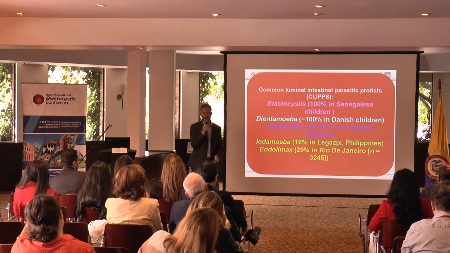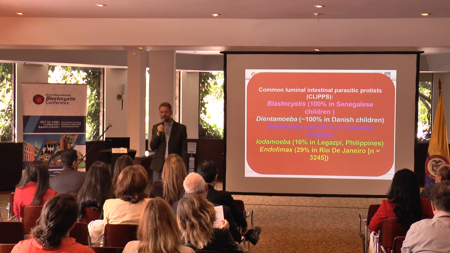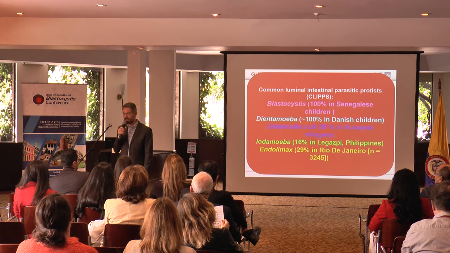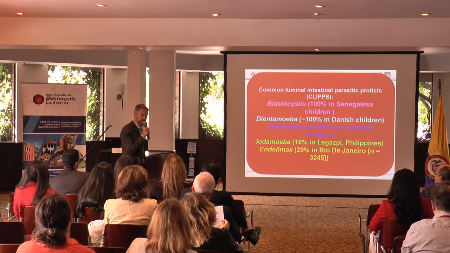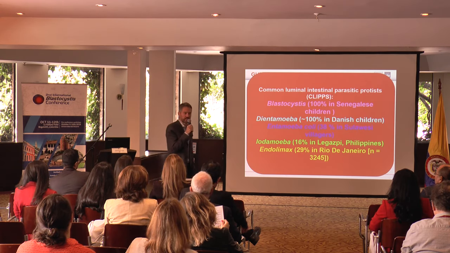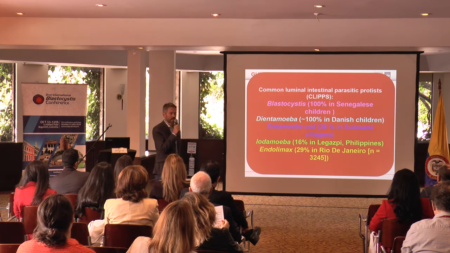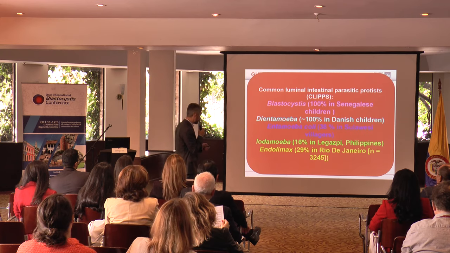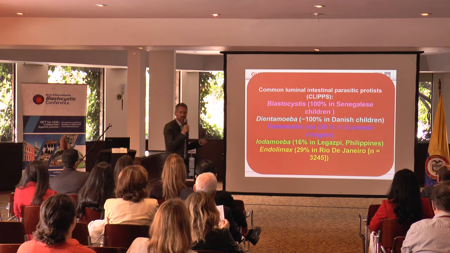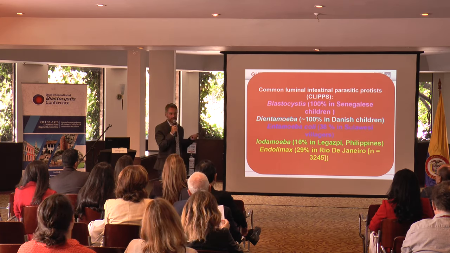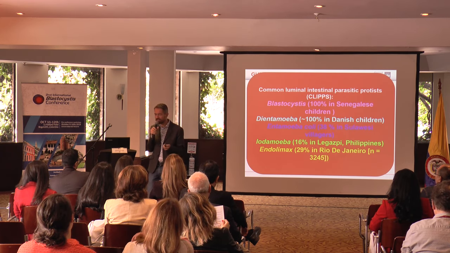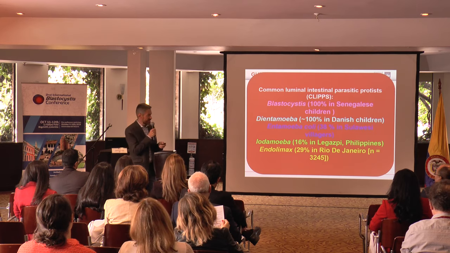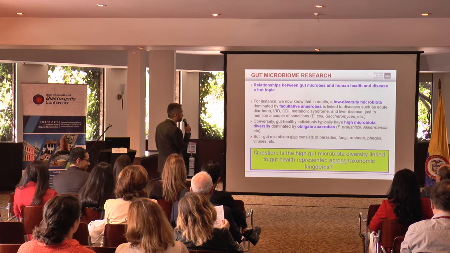29% in Rio. And if you go to the NCBI database, how many sequences do you find on Iodamoeba and Endolimax? Hardly any. I think there is one complete ribosomal gene for Endolimax, and maybe two for Iodamoeba that I produced. So isn't it strange? You've got all this eukaryotic diversity going on, and there is so little focus on it. Please, help us.